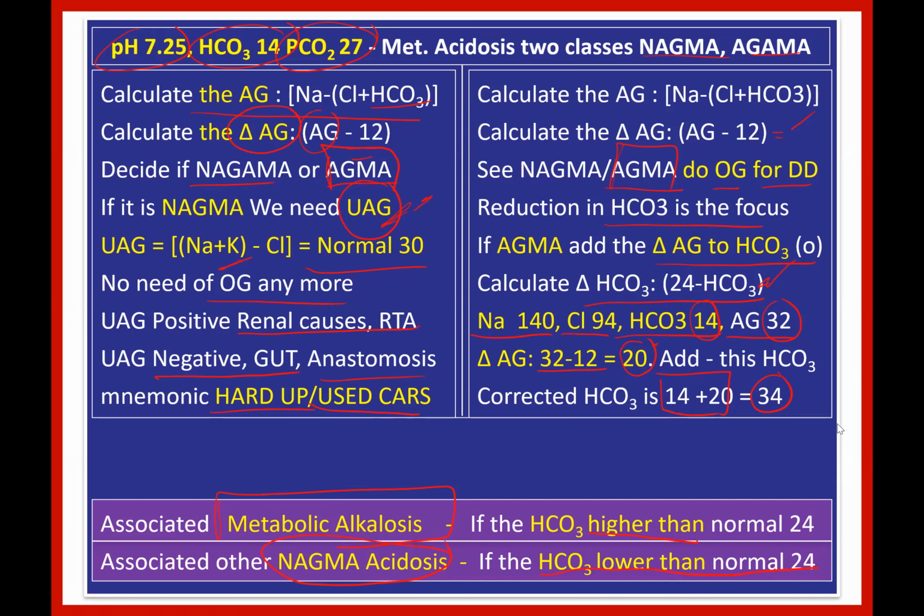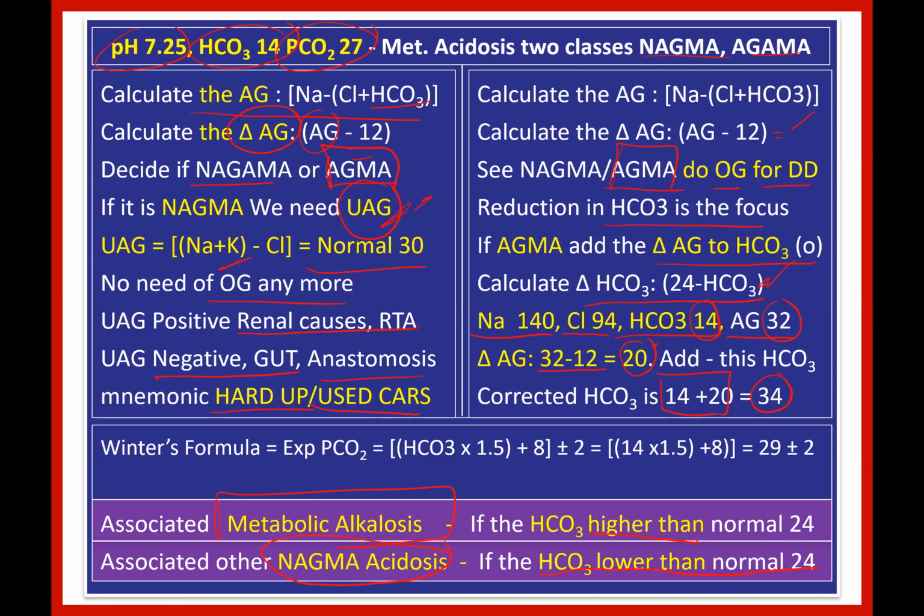Now, there is one more step. We have only looked at the bicarbonate. How about the PCO2? To know whether there is any respiratory mixed disorder, we require the PCO2 to be known. The Winter's formula for the expected PCO2 is equal to bicarbonate multiplied by 1.5 plus 8, plus minus 2. Bicarbonate here is 14 in this particular example.